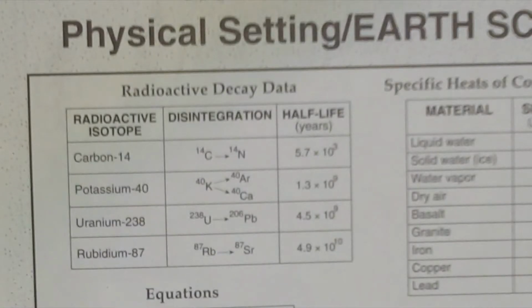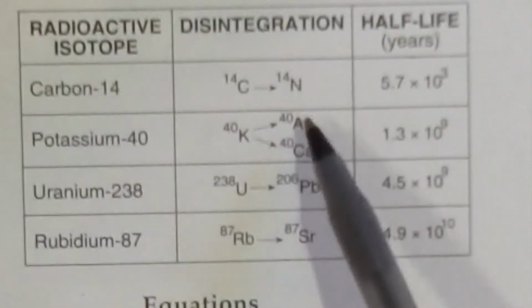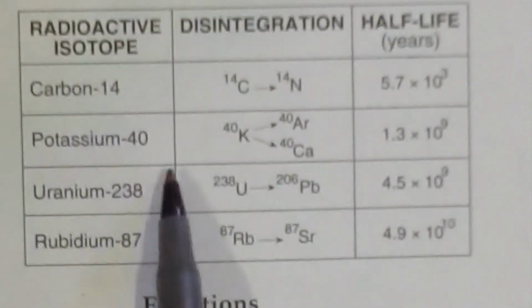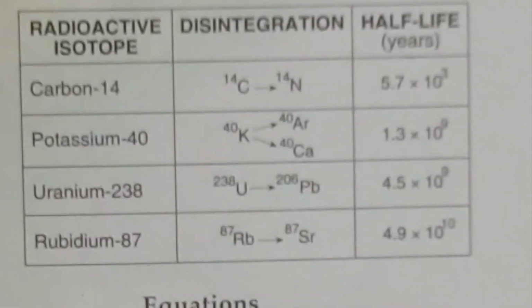On the Earth Science Reference Table, on the front page, you'll find information on the radioactive decay for 4 specific elements: carbon-14, potassium-40, uranium-238, and rubidium-87. Carbon-14 changes into nitrogen-14. Potassium-40 changes into argon-40 or calcium-40. Uranium-238 changes into lead-206. Rubidium-87 changes into strontium-87.